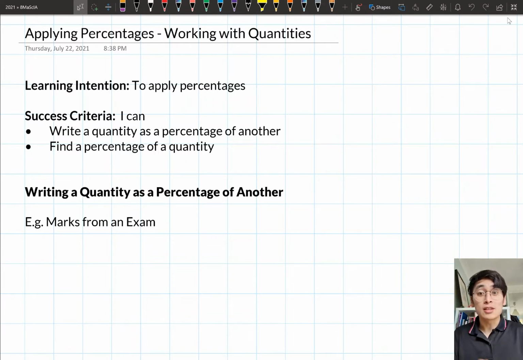In the last lesson we started talking about percentages, and we went through how to convert from a fraction to a percentage and back, and also the same thing with decimals. What we're doing in this lesson is applying some of those skills and using percentages in a few different contexts. So let's start off by looking at how to write a quantity as a percentage of another.